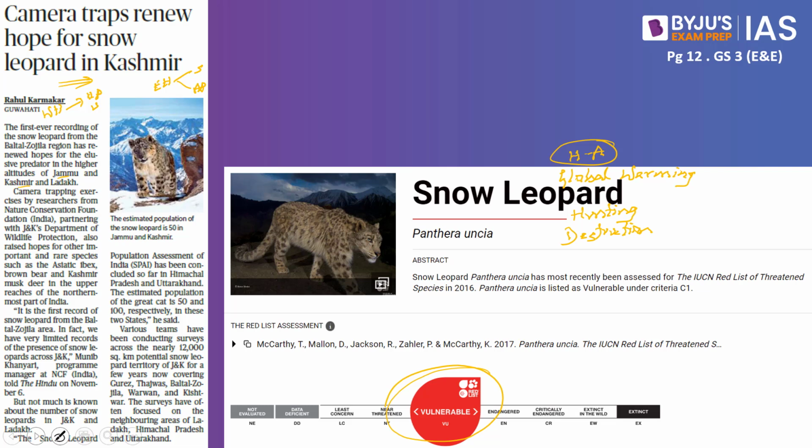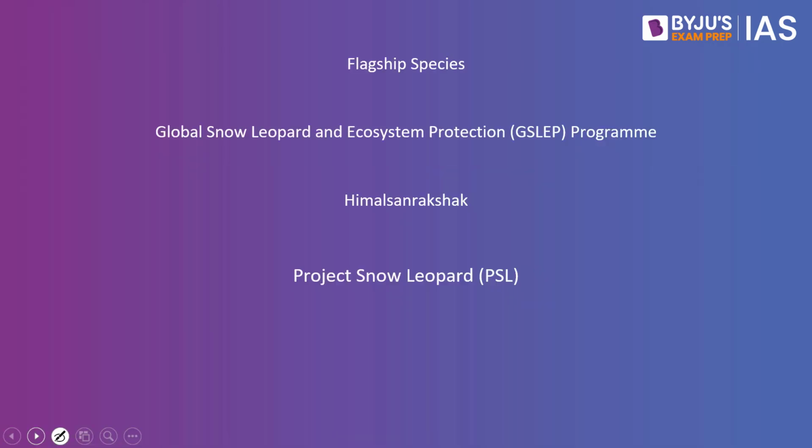In order to overcome all these issues, the Government of India and respective state governments have taken a number of measures. The Government of India has identified the snow leopard as a flagship species for all the high altitude Himalayas. India is also party to the Global Snow Leopard and Ecosystem Protection Program. The Indian government also launched the community volunteer program called Himal Sanrakshak to protect the snow leopards.